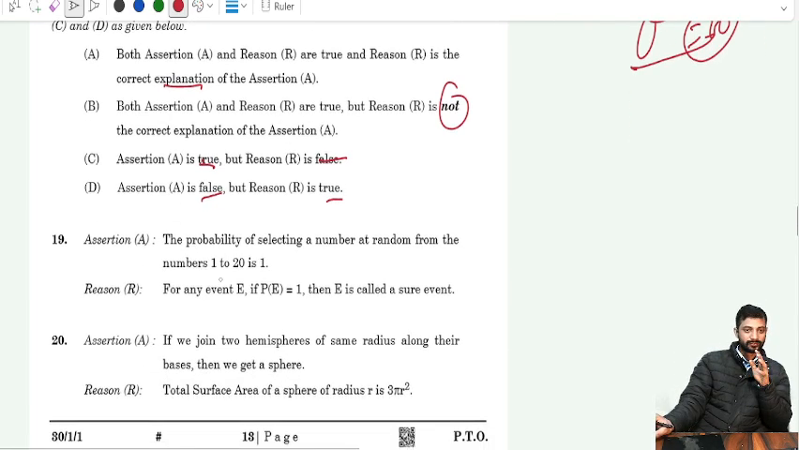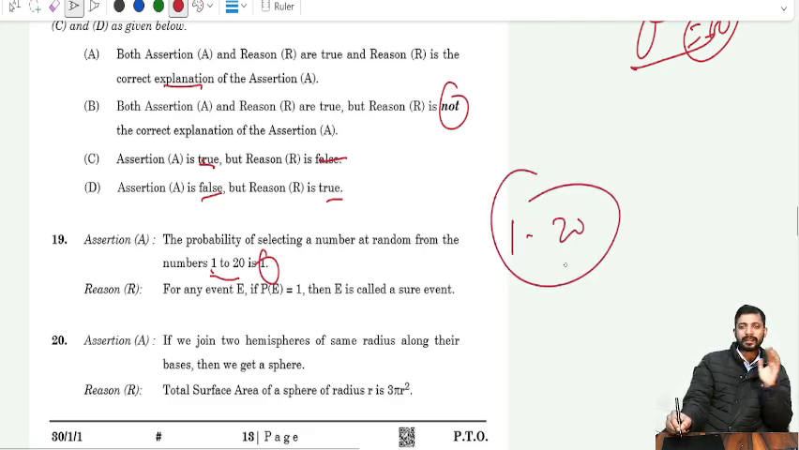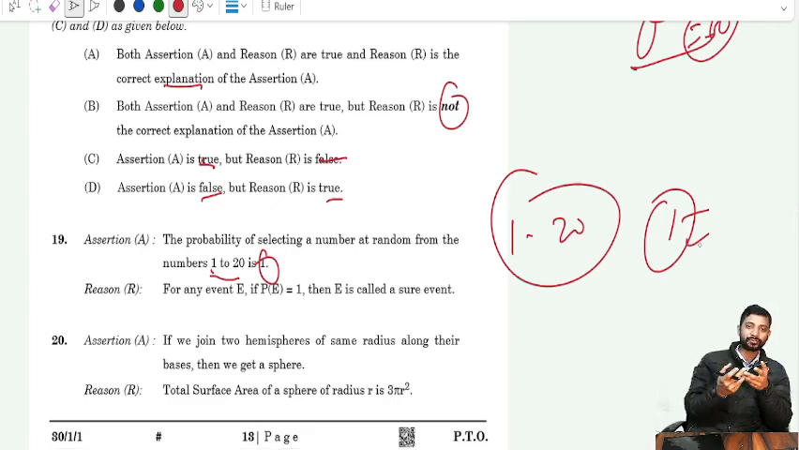So let's solve this question. You will find it easily, just use common sense. Probability of selecting a number at random from the numbers 1 to 20 is 1? No, it is obvious no. Any number you find will not equal 1. Why? Because probability is 1 only when we are sure. But if we select a number between 1 to 20, we are not sure which number will come, so the probability is not 1. So the first is wrong.